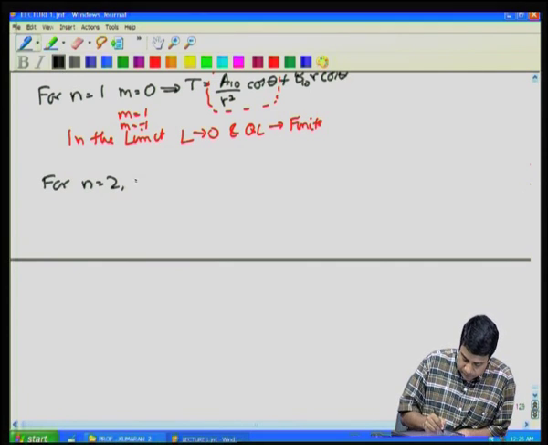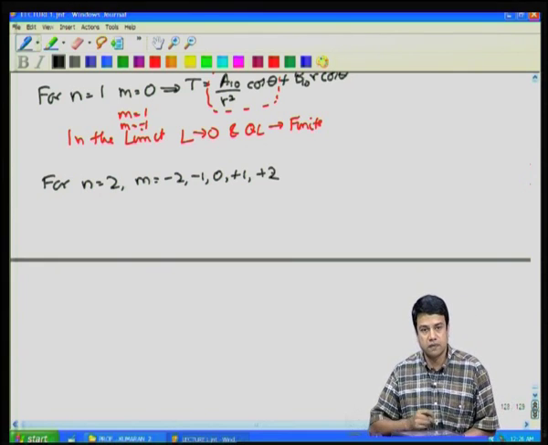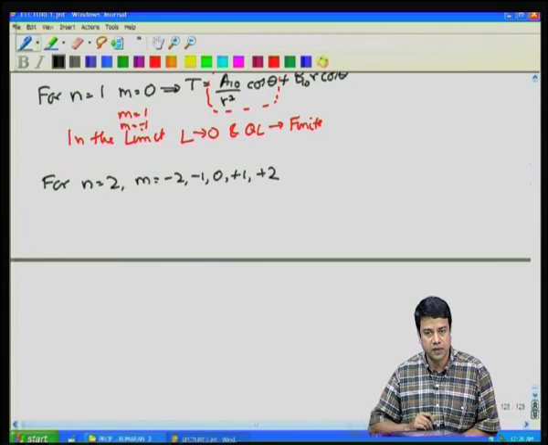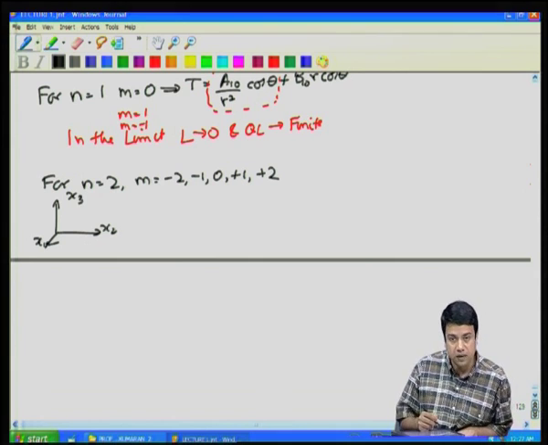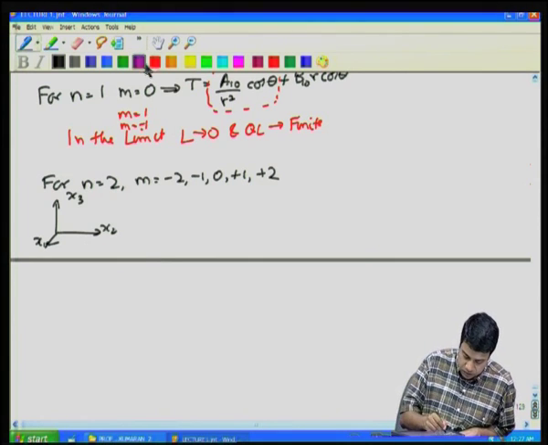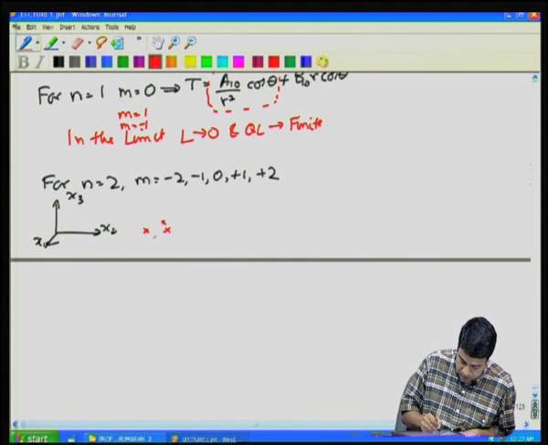Similarly, for n is equal to 2, m is equal to minus 2, minus 1, 0, plus 1, plus 2. There are 5 solutions for n is equal to 2. And I had showed you that each of these corresponds to one particular arrangement of sources and sinks. Okay. So, if you have this as the x1, x2 and x3 axis, you have arrangements in which you have 2 sources and 2 sinks along the x1 and x2 axis.